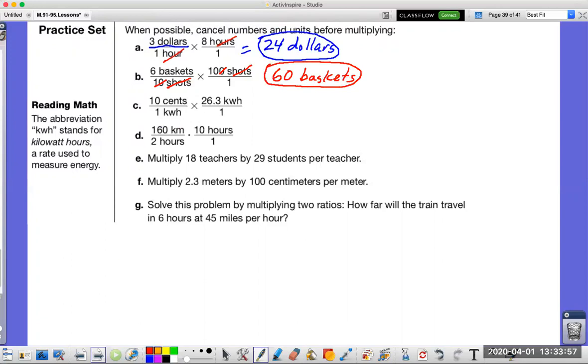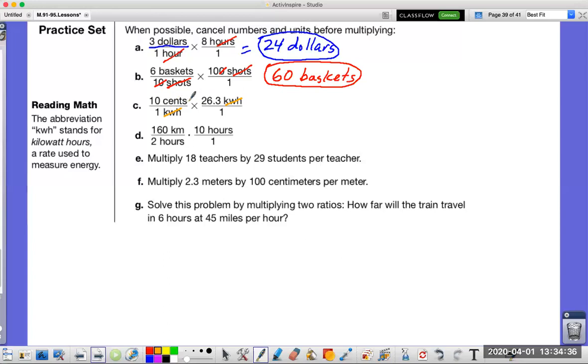Okay, let's do letter C. If you have 10 cents per kilowatt hour, remember kWh stands for kilowatt hour, and you use 26 3/10 kilowatt hours. So that's basically asking us how much money it's going to cost, because look at what happens here. This kilowatt hour cancels out this kilowatt hour. This one's in the numerator, this one's in the denominator. They have to be one above in the numerator and one below in the denominator in order to cancel out. They don't cancel out if they're just side by side, then they actually end up being squared, right?